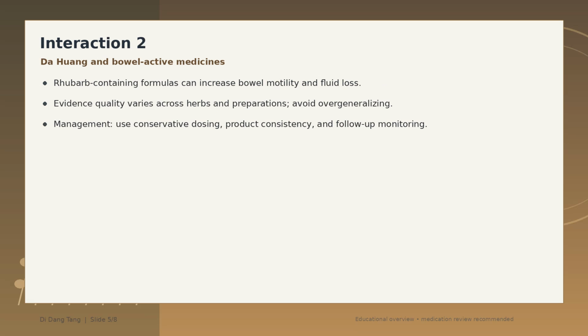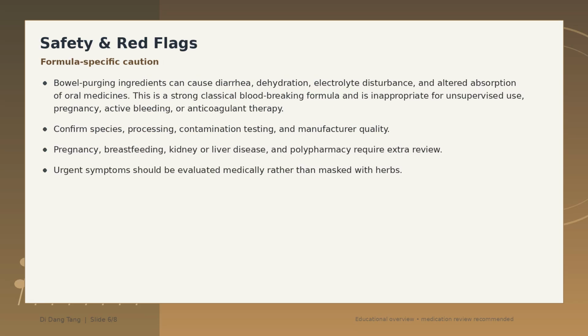The quality of evidence for herb-drug interactions ranges from pharmacology and case reports to controlled human data, and that evidence is uneven. Therefore, distinguish a proven contraindication from a plausible additive effect, and use monitoring where the uncertainty is clinically meaningful. Safety summary. Bowel purging ingredients can cause diarrhea, dehydration, electrolyte disturbance, and altered absorption of oral medicines.